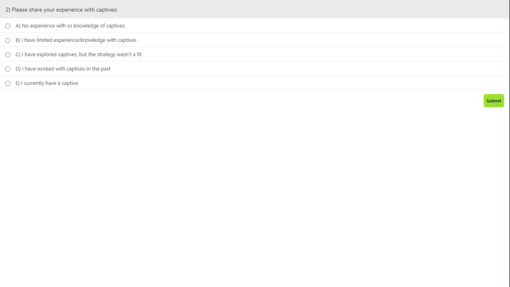But before we do that, we wanted to kick off with another polling question, just to set the tone in terms of the level of experience with captives that you and the audience may have. Whether A, you have no experience or knowledge of captives at all, or some limited experience and knowledge with captives, or that maybe your company has explored captives in the past, but at the time or for whatever reason the strategy wasn't a good fit, or that you've actually worked with captives in the past, or lastly, you currently have a captive. So if you could respond to that, that would give us a good baseline of the level of captive education and knowledge in the group.